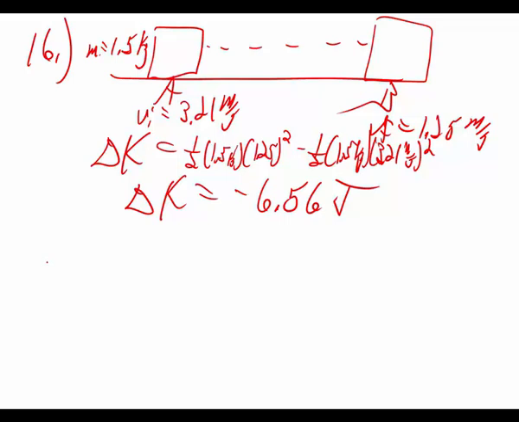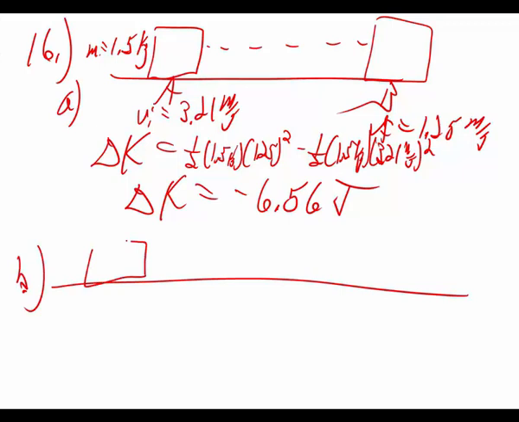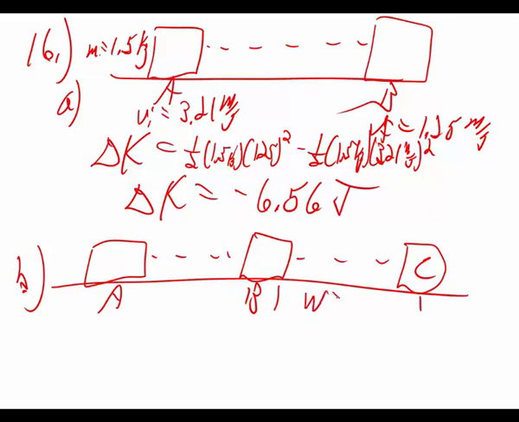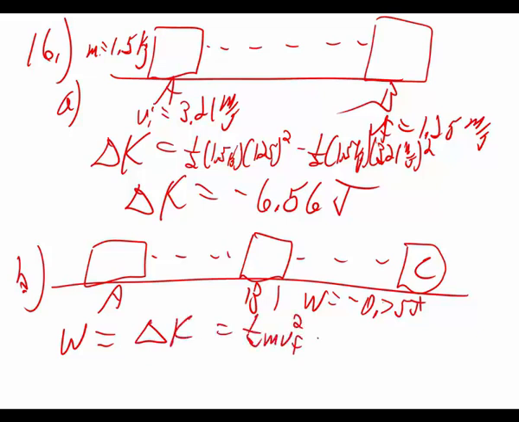All right, so let's redraw it. Now that was A, right? So let's redraw it. So we got what? We got A, B, and then we got C. All right. So from here to here, the amount of work done was negative 0.75 joules. Okay, y'all, we know that work is equal to delta K, which is equal to 1/2 mv squared final minus 1/2 mv squared initial. So we want to find final velocity.